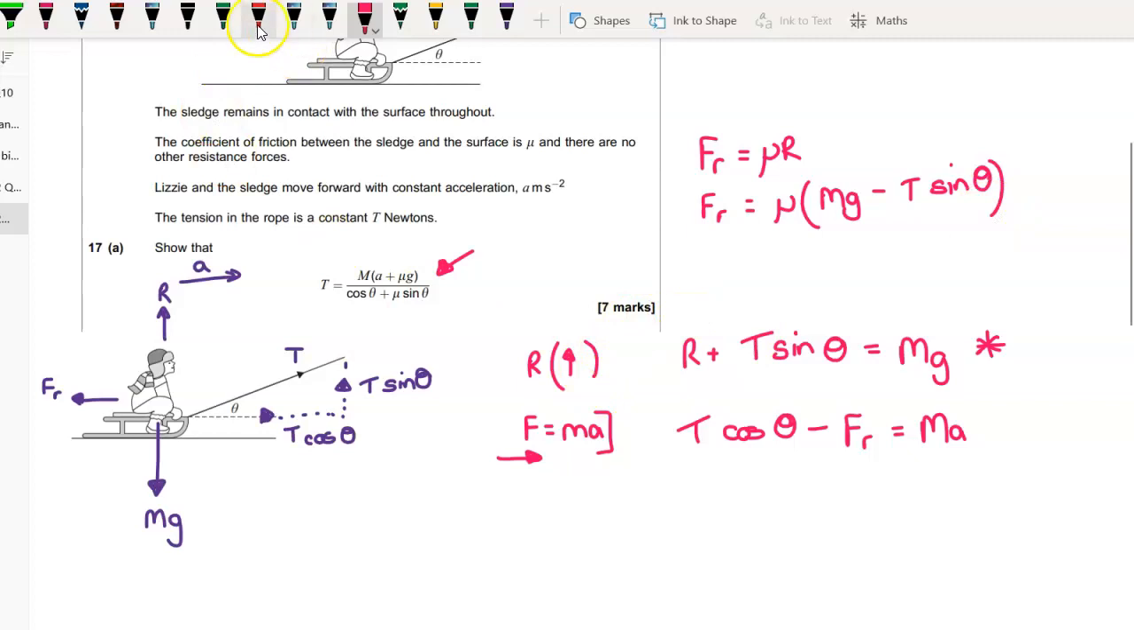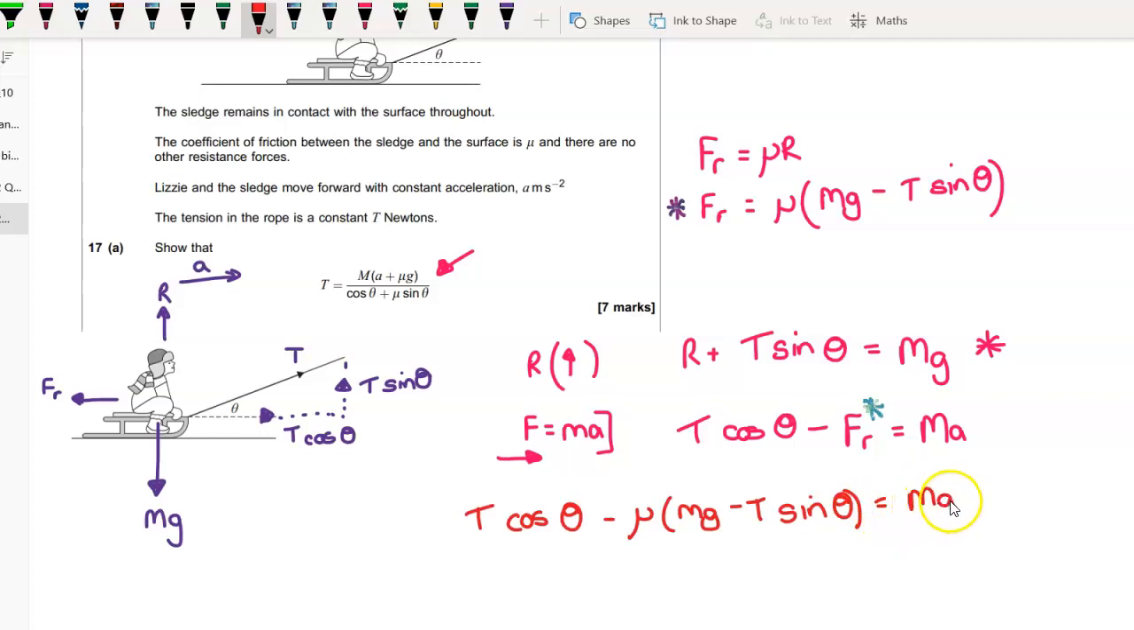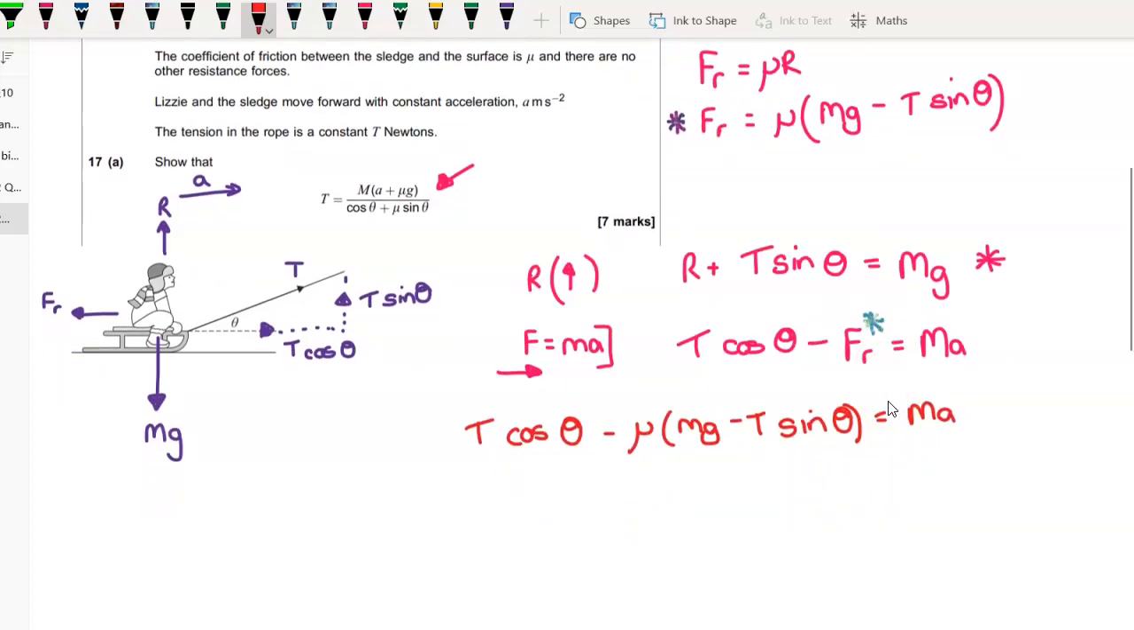Now I'm going to replace that friction there with this, and hopefully that will start to look a bit like what we need. So let's pop that in. We've got T cos theta minus our friction, which is mu times (mg minus T sine theta), is equal to ma. Now this is starting to look very like what's going on up here. We just need to do a bit of rearranging.